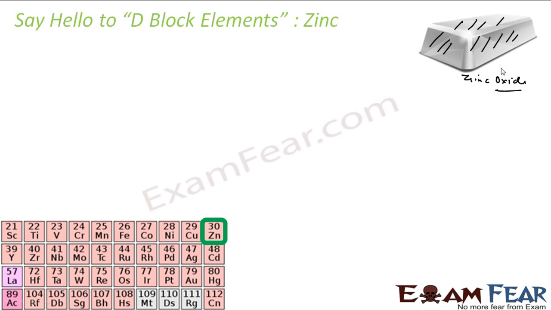If you talk about the common ore for zinc, zinc blende is the common ore for zinc. We get most of the zinc from zinc blende. This word zinc came from the German word Zinke. This is a German word, and this Zinke means what? It means spike actually, spike.